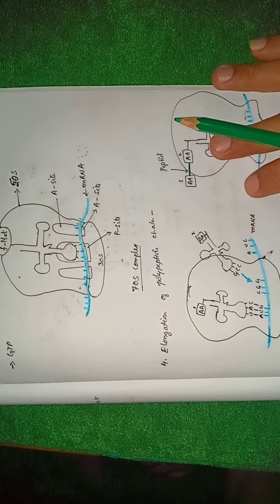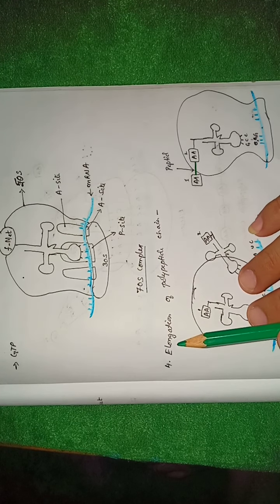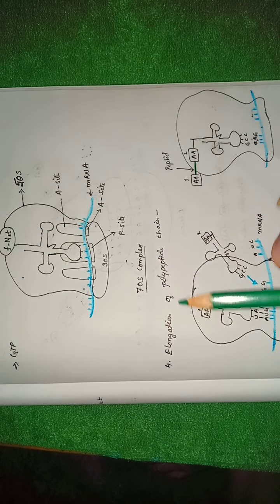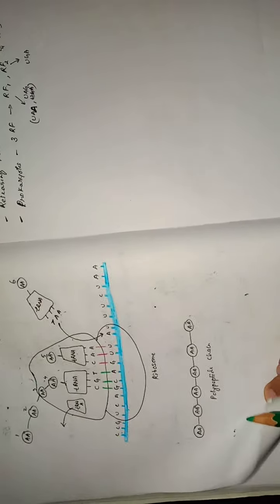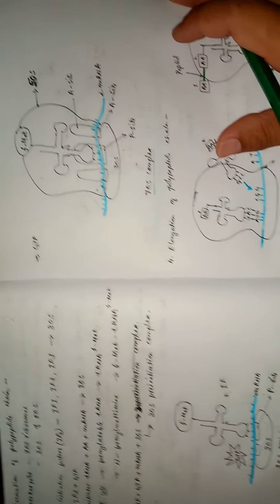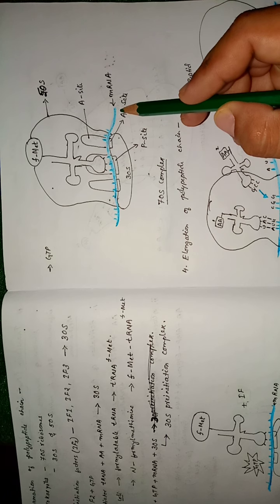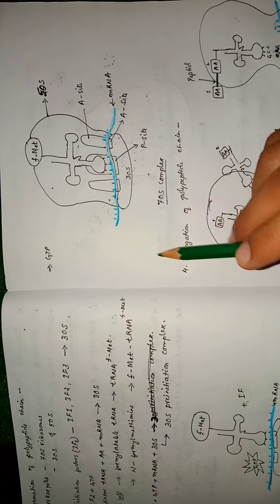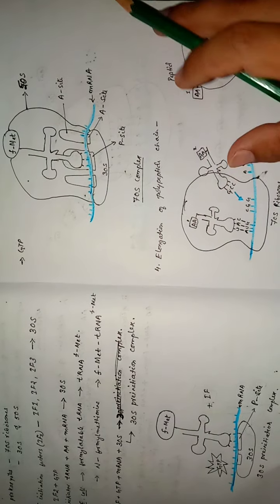Now after the formation of the complex, the next step involves the elongation of the polypeptide chain. After the formation of these 70S ribosomes, mRNA, F-MET tRNA complex, the elongation of the polypeptide chain begins by addition of the amino acids.